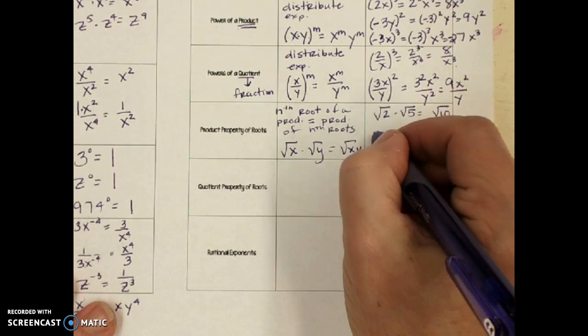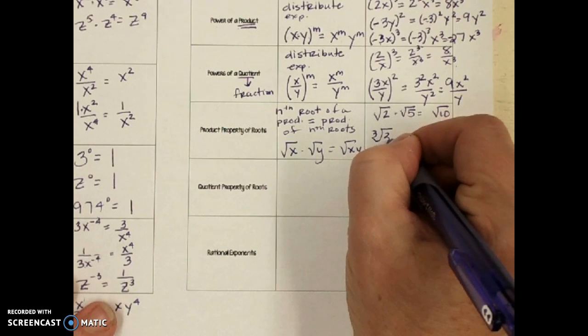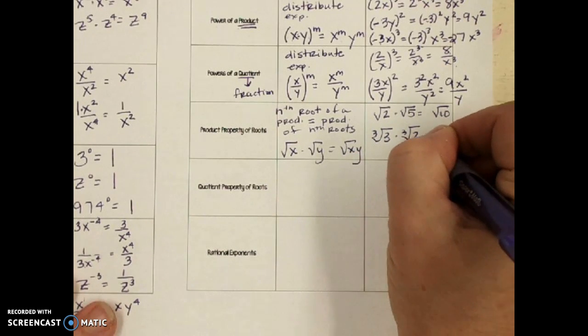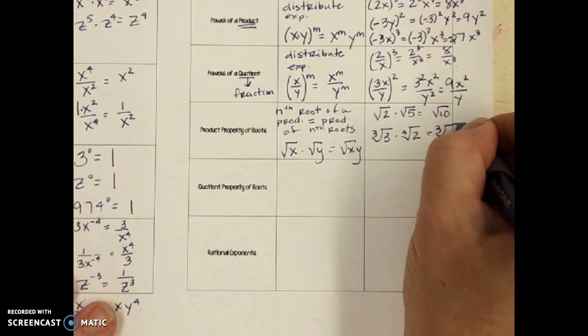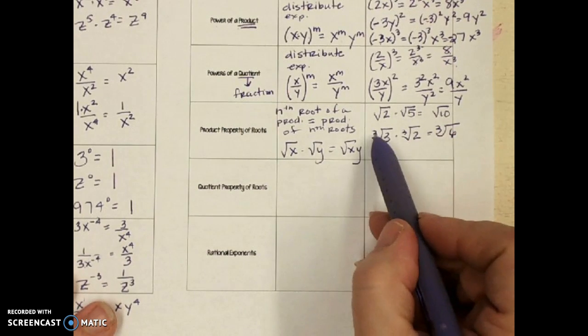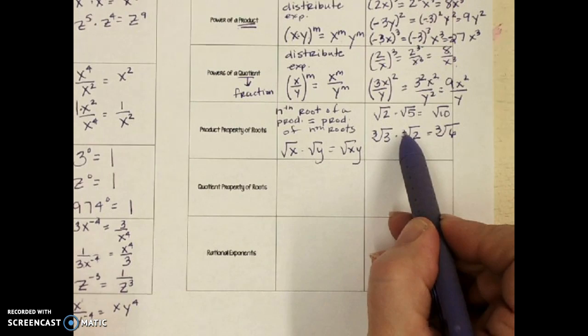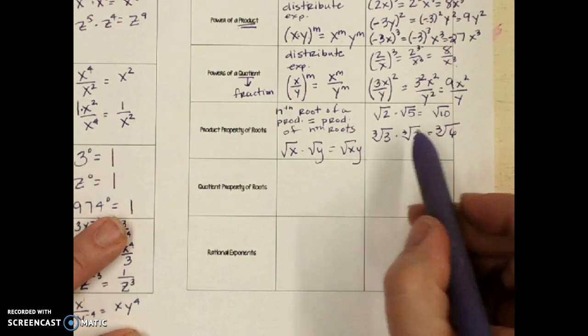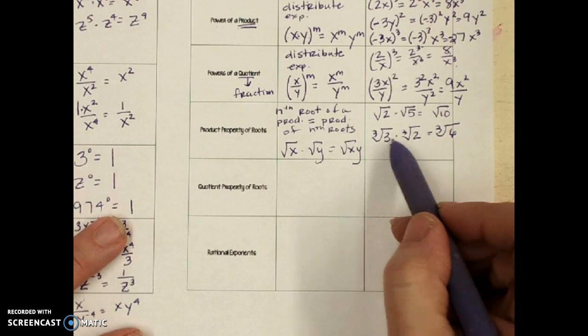If I had the cube root of 3 and the cube root of 2, I'm going to have the cube root of 6. I keep the index out here. That's when it's talking about the nth root. That's this thing. That's the index outside. You just multiply the radicand, the thing that's under the radical.